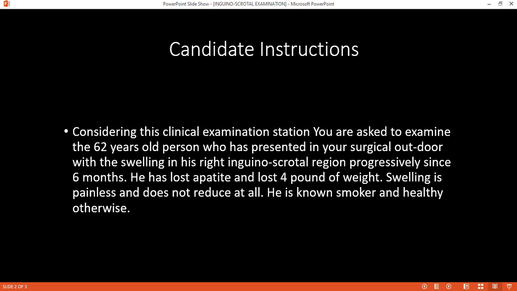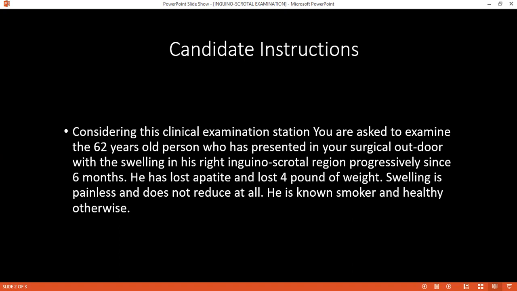So I will first observe the patient, the skin around the inguinal region, then the lower part of the abdomen. Then I would like to check everything from the front and from the side, just to get a better look at it. Then I ask the patient to cough and check whether there is a cough impulse. Then I also ask the patient to try to reduce the swelling, whether it's possible or not.